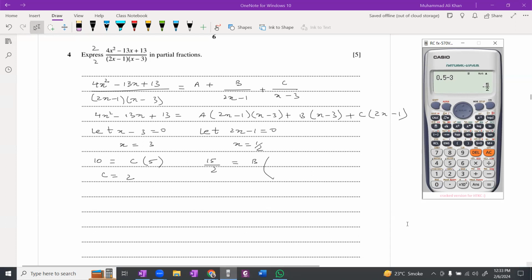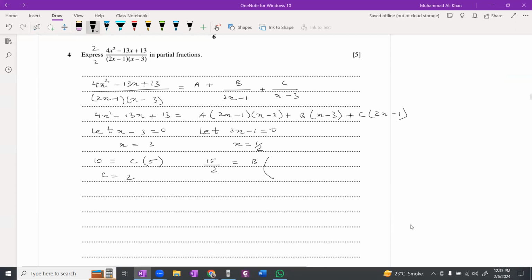It is minus 5 upon 2. 2 and 2 cancel out. The value of b is minus 3. And at the end for a, multiply a with this and this.